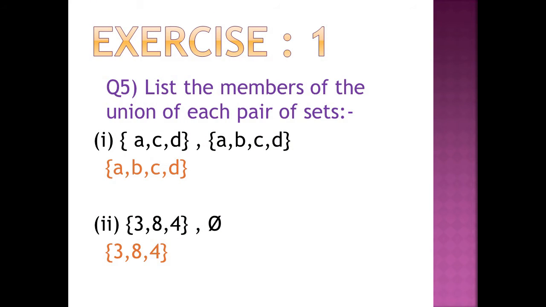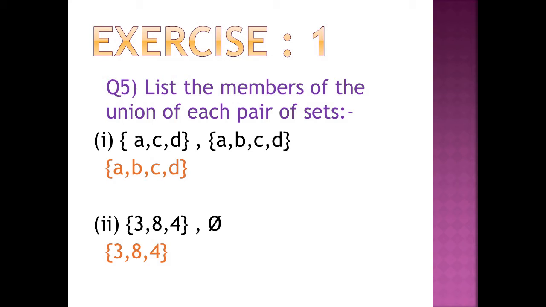Question number 5: list the members of the union of each pair of sets. Example 1: {A, C, D} and {A, B, C, D}. The first set has 3 elements and the second has 4 elements. You know what we do in the union of sets? We write all the elements of the first set and the second set in the union, but we don't repeat any element. I have A in the first set and in the second set as well. I will write A only one time.